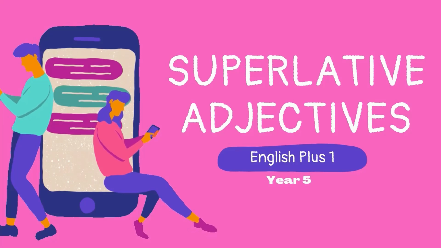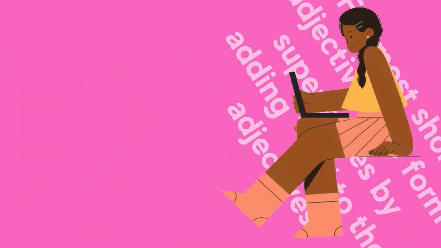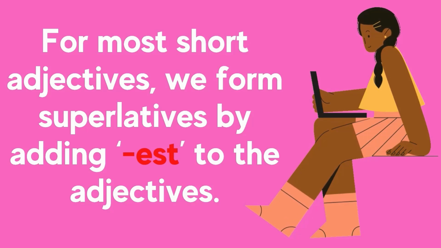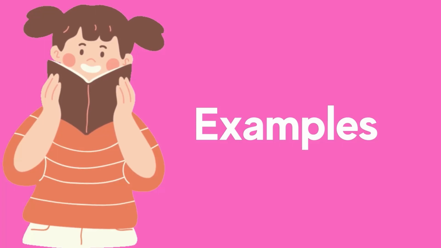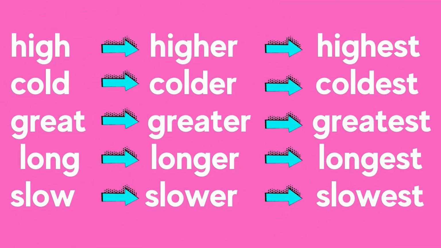Okay, so now we go to superlative adjectives. For most short adjectives, we form superlatives by adding est to the adjectives. Let us look at a few examples. High, higher, highest, cold, colder, coldest, great, greater, greatest, long, longer, longest, slow, slower, slowest. As you can see, we just add est to these adjectives.